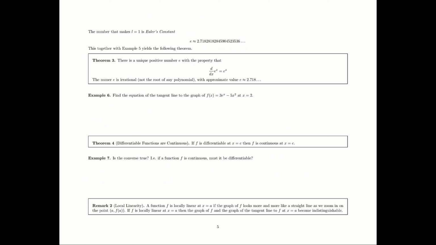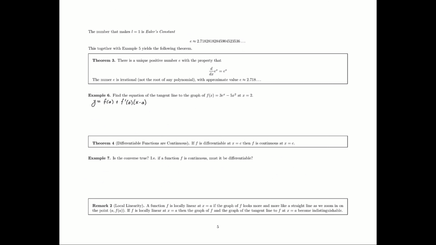Okay, so let's go ahead and take a look at example 6 here. Find the equation of the tangent line to the graph of f, which is a function f of x equals 3e to the x minus 5x squared at x equals 2. So to do that, the equation of a tangent line, we can go ahead and use the standard format y equals f of a, the y value, plus the slope of the tangent line f prime of a times x minus a.